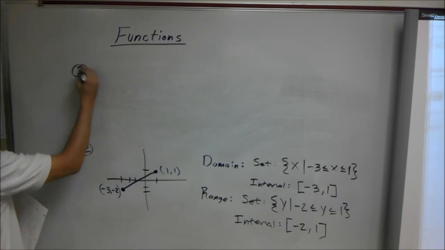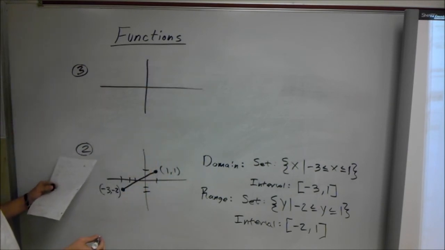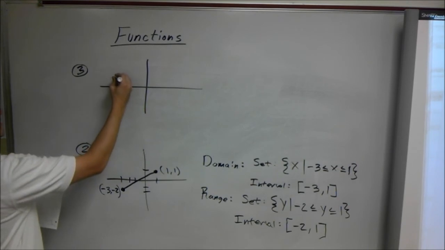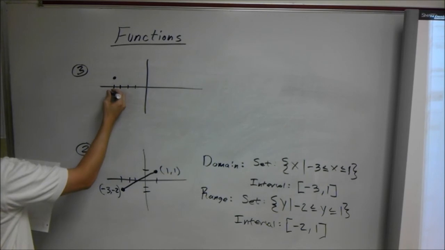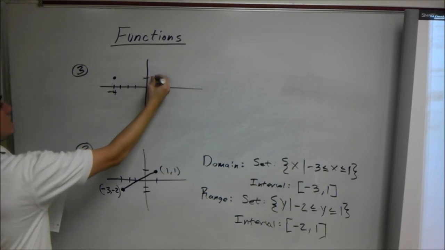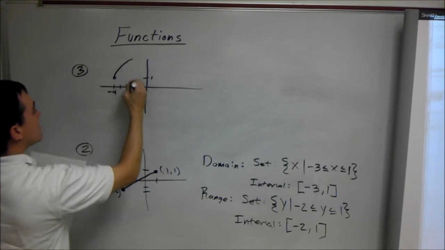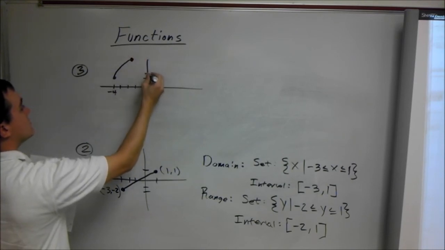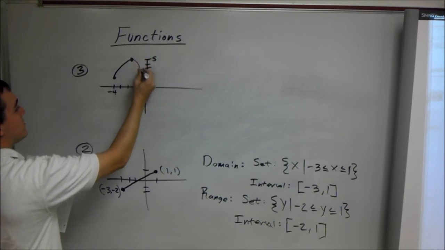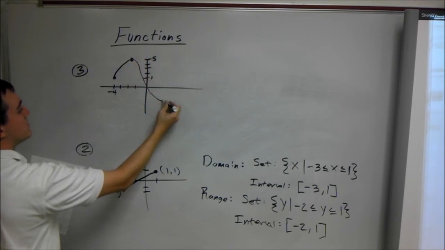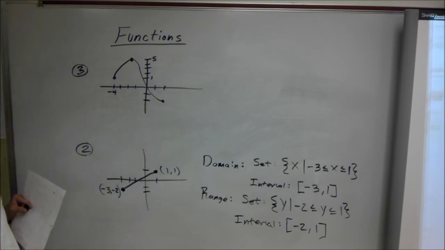Number 3. Similar, have a graph. Say we have a point -4, 1, and it goes up to 2, 5, and then it drops back down to 2, -2.